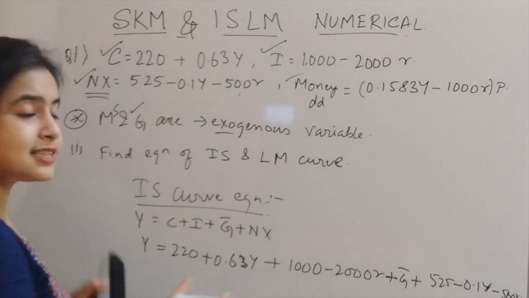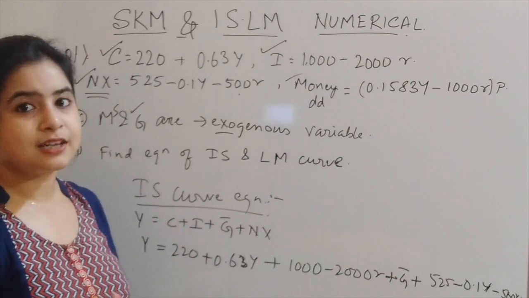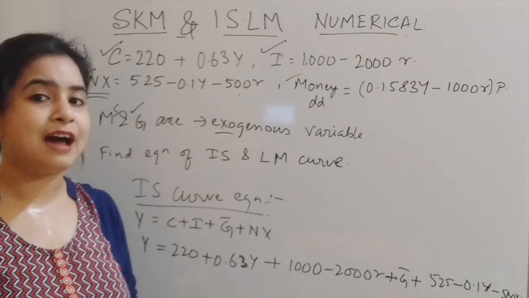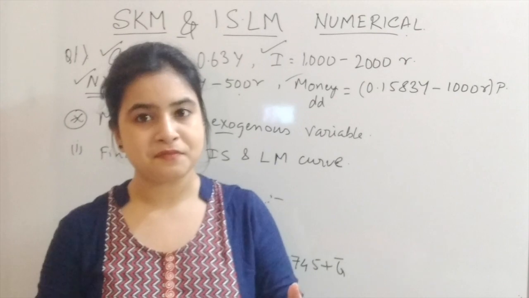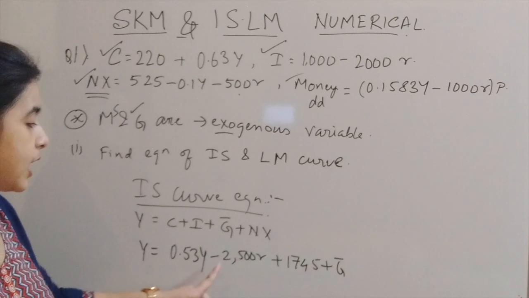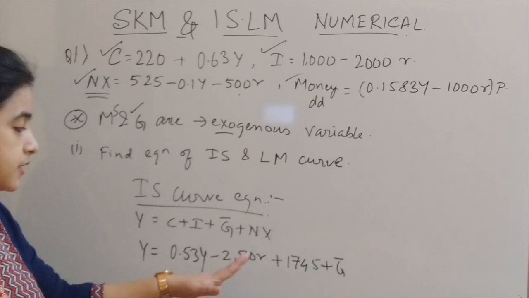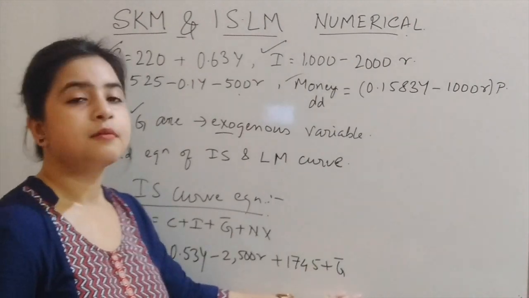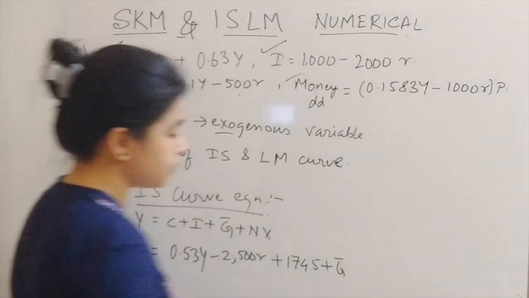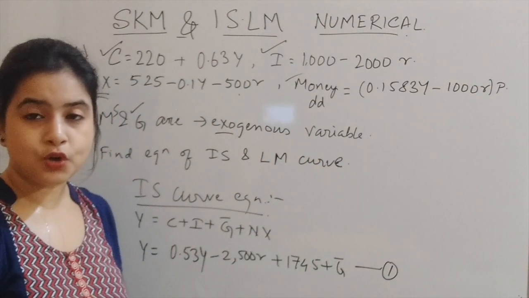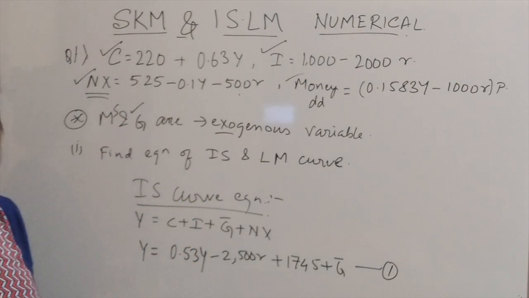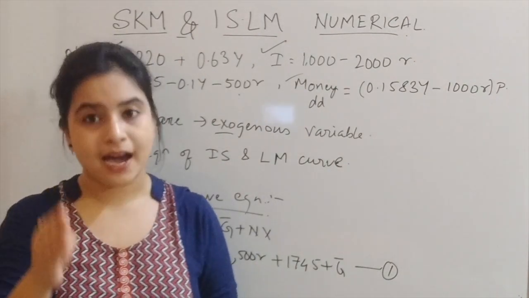Now the final equation, so this is the equation of the IS curve. All we have to do from here is to simplify it. And once we are done with that, we have the IS curve equation. So after simplifying the equation, what we get is this: y equal to 0.53y minus 2500 R plus 1745 plus G bar. So this is the whole equation of the IS curve. Let me mark it as equation 1. You can also do it in your copies and let us know whether you have got this form of equation or not.